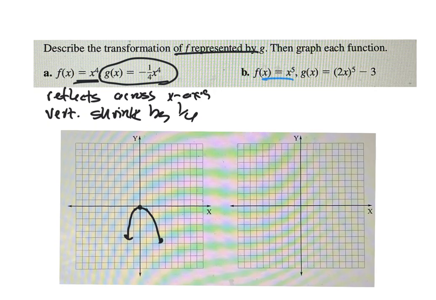Okay, x to the 5th. Again, x to the 5th, that's odd. It's going to look just like x cubed. It's got 2 things going on. The 2 is inside, so it's a horizontal shrink by the reciprocal, which is 1/2. And it's also going to shift right 3, opposite of what you think. So I'm going over 3 first. I always do the shift first. Horizontal shrink by 1/2 means that instead of going over 1, up 1, I'll go over 1/2, up 1, over 1/2, up 1. Connect the dots, and there they are.